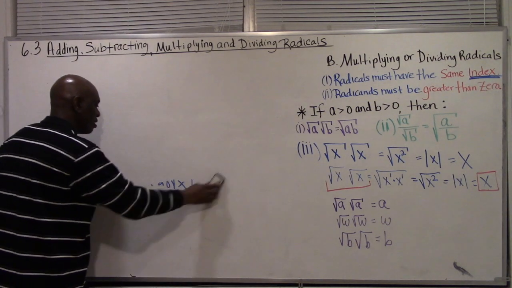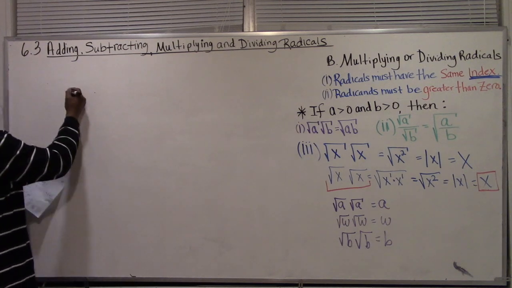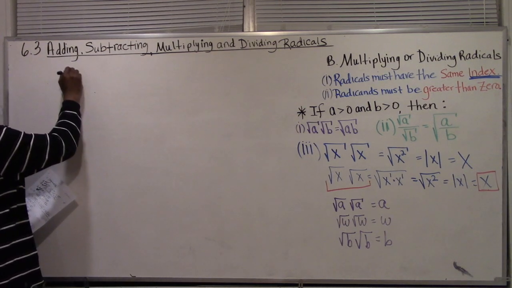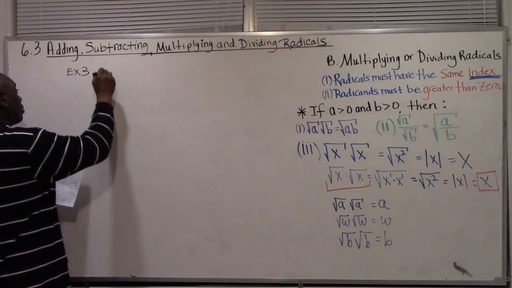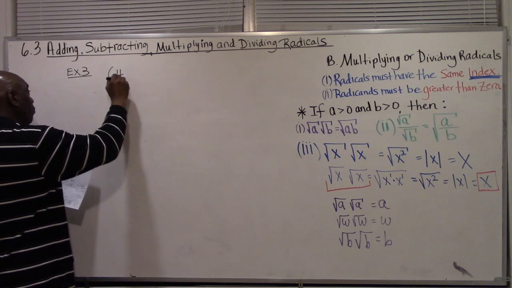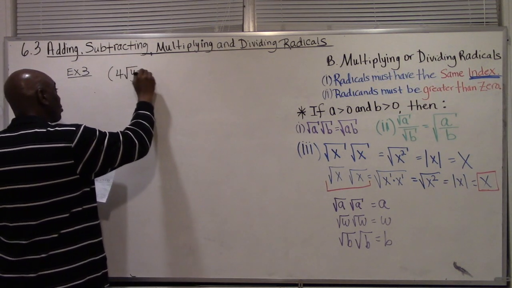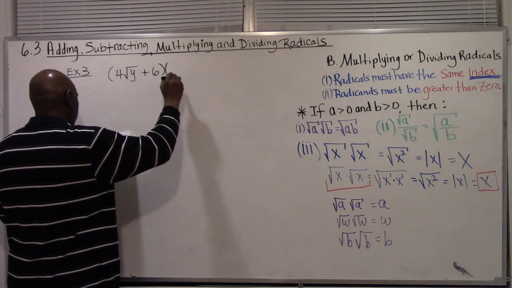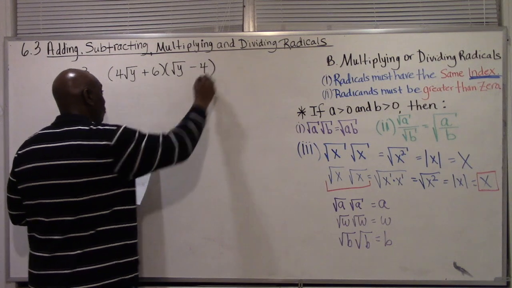So now we get into example 3, which is where I really wanted to start. All right. Example 3. Here we go. We're going to have 4 square root y plus 6 times the square root of y minus 4.